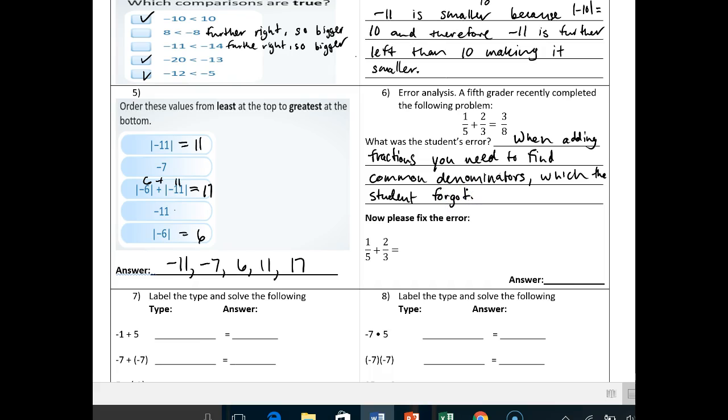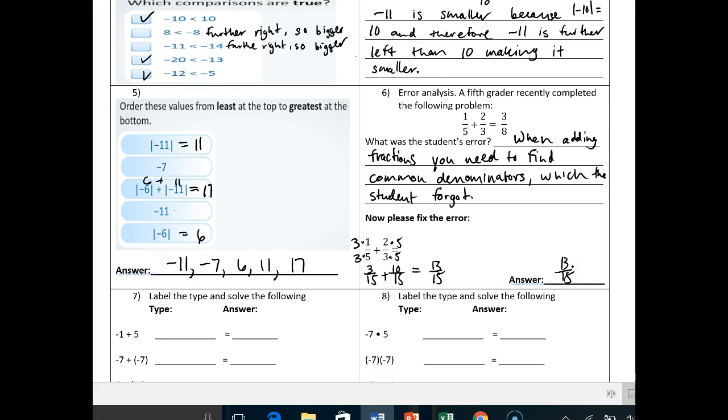All right, now let's fix the error. So we say times 3, times 3, times 5, times 5. So that becomes 1. Oh, sorry, I already messed up. It becomes 3 over 15 plus 10 over 15, which is 13 over 15. So you would put that answer there.